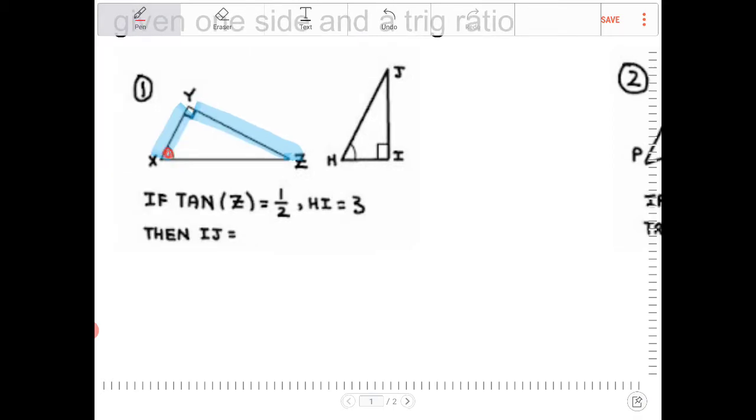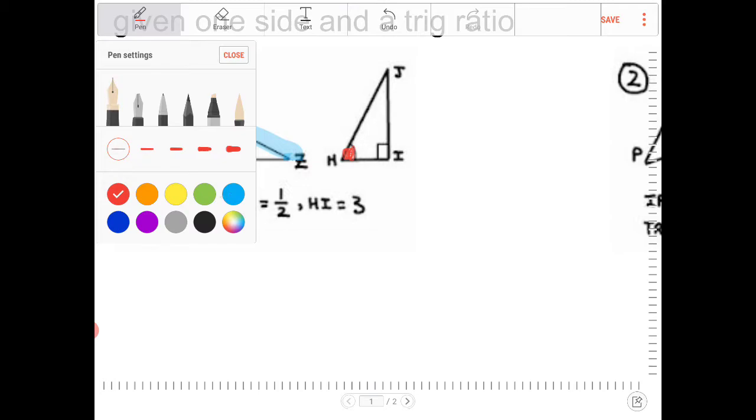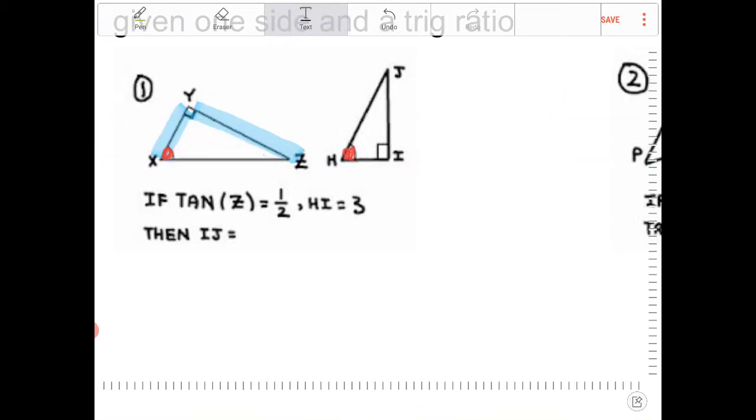Notice that another piece of information is given, and that is this angle over here, angle x, is congruent to that of angle h. Well, if that's the case, and you have I and y are 90 degrees, then it can be concluded that angle z, which I'm coloring green, is going to be congruent to that of angle j. So we're actually going to take advantage of this situation here to find out what IJ is. Well, that's because the two triangles are therefore similar.